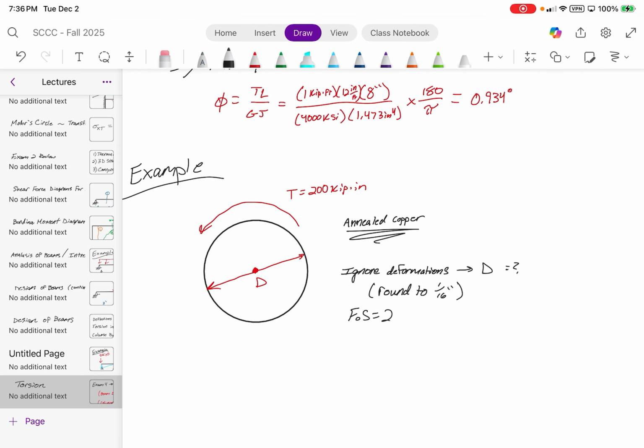All right, let's give this problem a try. You guys should be able to do it. It's just reworking the equations and learning how to use the equations for different purposes. This time, you're dealing with a factor of safety of 2.